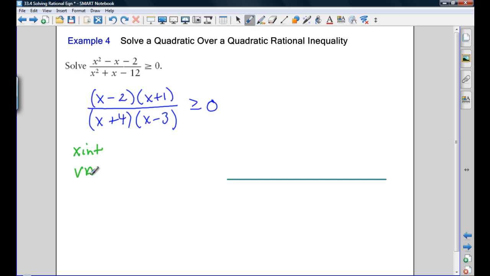So the x-intercepts I can see are x equals 2 and negative 1, and the vertical asymptotes I can see are x equals negative 4 and positive 3.